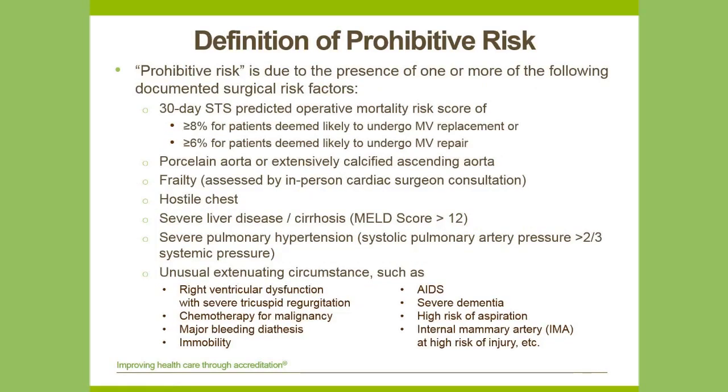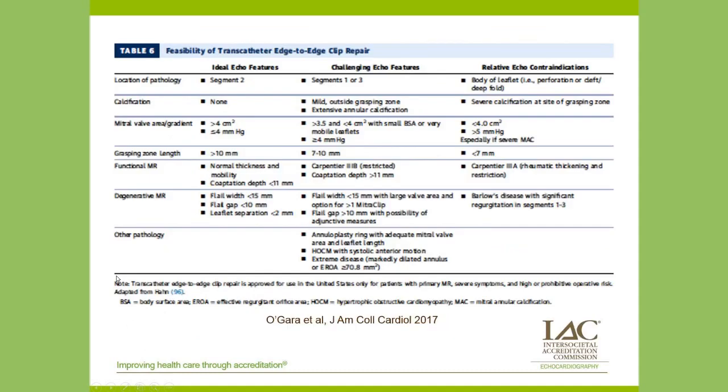So again, when we're doing an echo, we have to decide that. The definition of prohibitive risk is really something that's not so much echo. It's a surgical definition, but we see a lot of these patients here that really have all kinds of these things that make them risky for surgery and then suitable for a clip. So what is our job as echocardiographers? Well, it's to determine, is it feasible to do a MitraClip? And again, you have ideal features, challenging features, and relative contraindications. And these can all come from the echo.